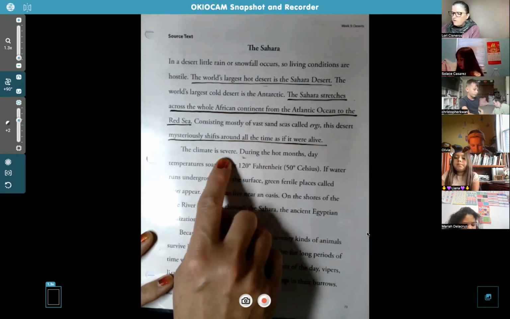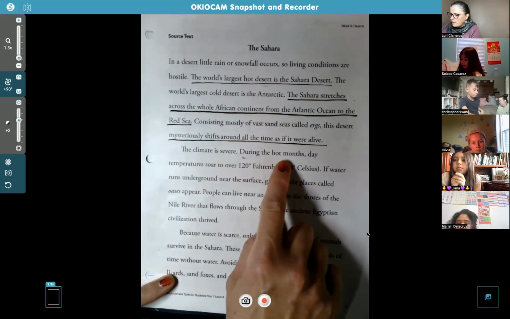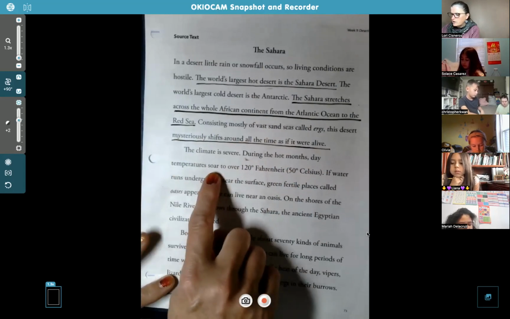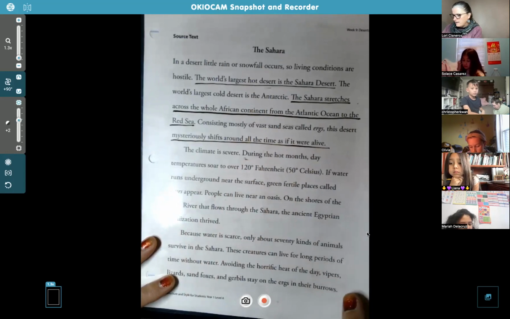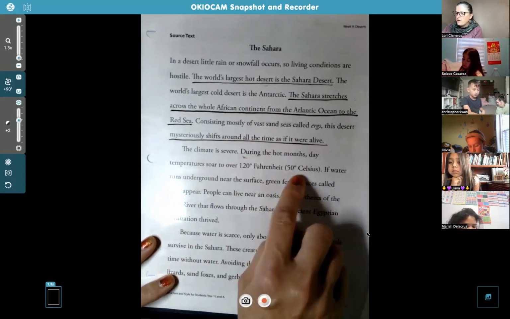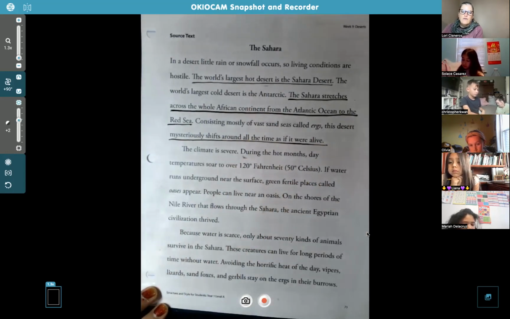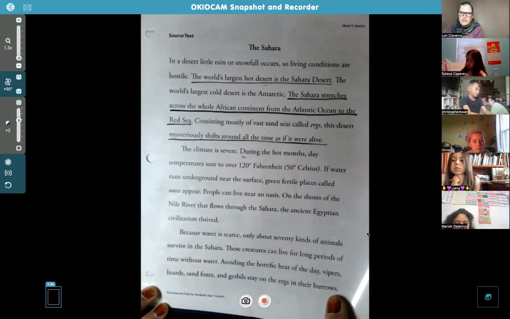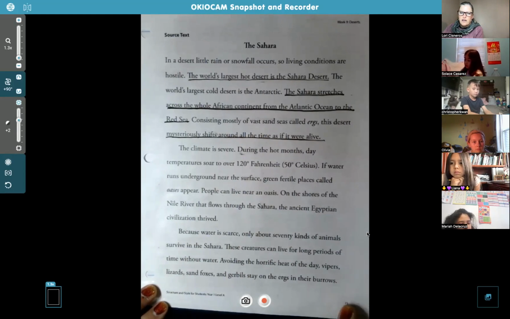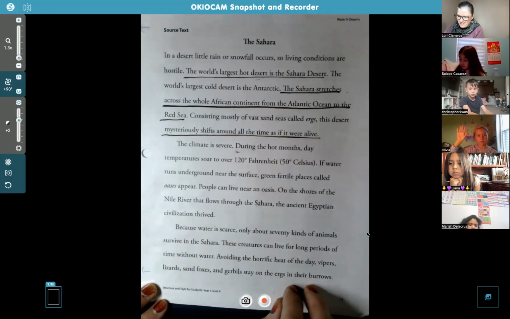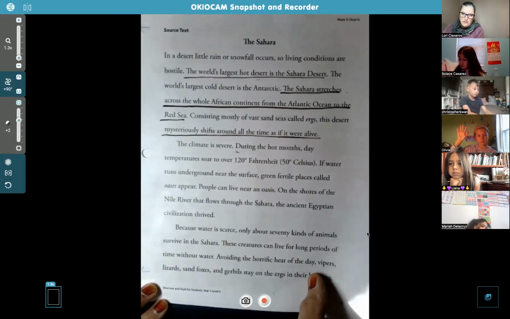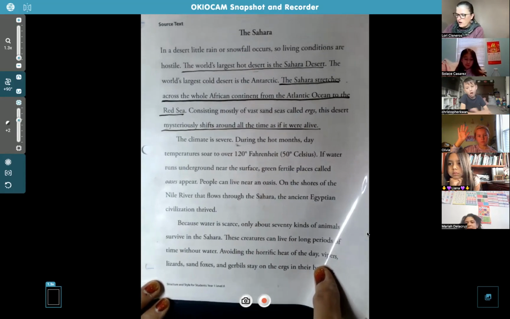The climate is severe. During the hot months, day temperatures soar to over 120 degrees Fahrenheit or 50 degrees Celsius. So like for you guys, if you live in Bakersfield or Ridgecrest, places like that, sometimes it'll get up to like 110 or 112. I don't think we've ever had 120. That's hot. That's like uncomfortable hot, right?